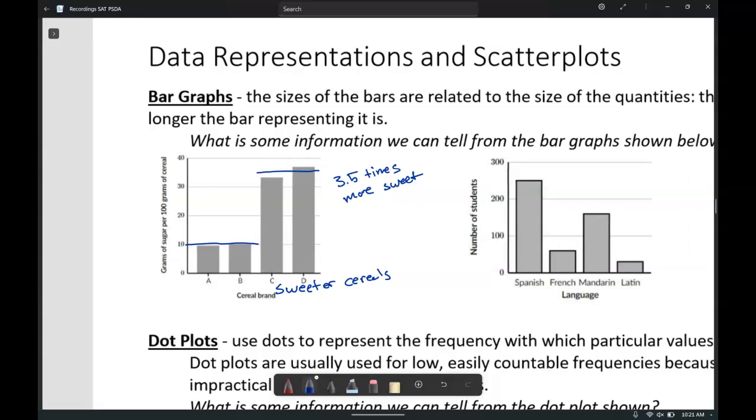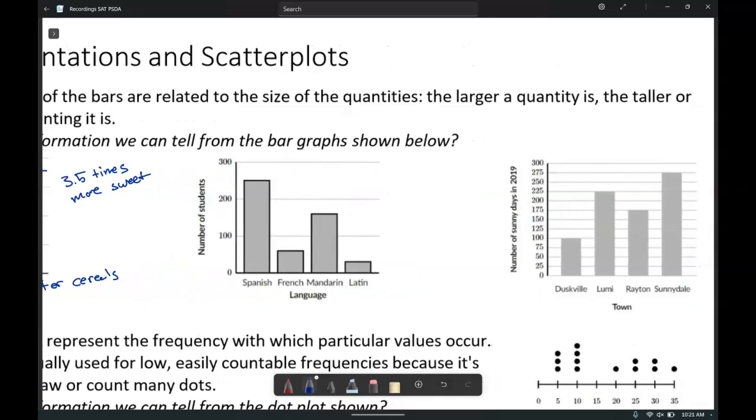Next, let's look at the number of students and the languages spoken. And so here we can see that Spanish dominates as the most commonly spoken language, while Latin is the least common. We also see that more than probably about 75% of our students know or speak either Spanish or Mandarin, while a very small portion know French or Latin. And so, again, we can make comparisons about the size of multiple quantities combined or individually. We can see that Mandarin is spoken about twice as much as French, and the number of students that speak Spanish is probably about 5 or 6 times as much as those that speak Latin.